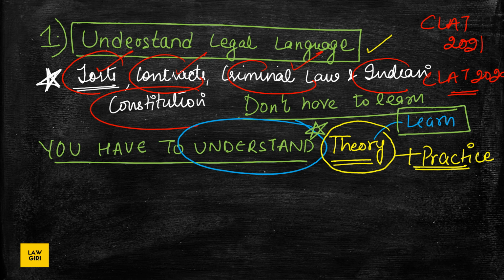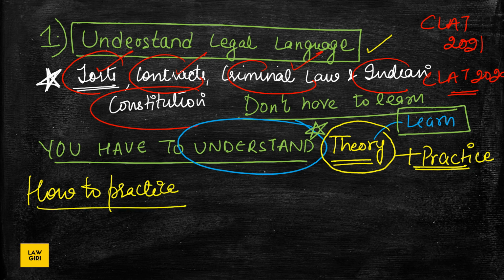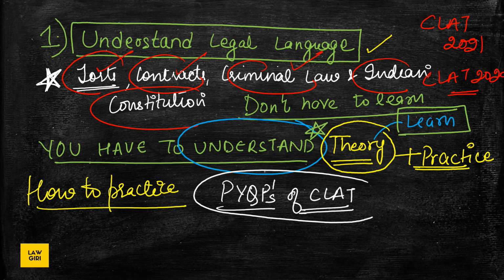Now, how to practice? This is one question. The best method to practice is to solve previous year question papers of CLAT. Take out the legal reasoning section, the legal aptitude section, and solve all the questions that are principle and fact based. Now you're going to say the pattern has changed, but the thing is the same.